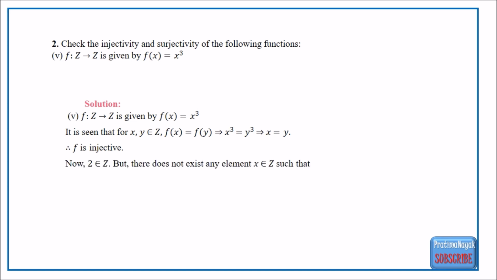Take the help of 2. 2 cannot be a cube, so there does not exist any element x belonging to Z such that f of x is 2, or x cube is 2. f is not surjective. So the function is injective but not surjective.